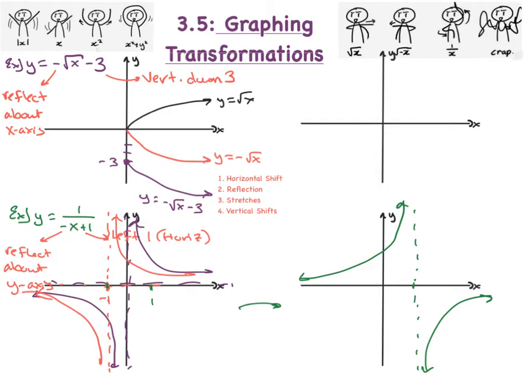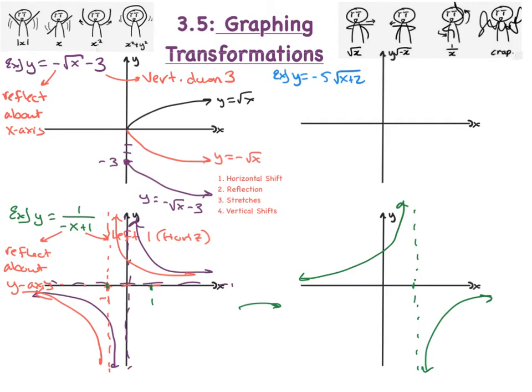Let's go to blue. And let's graph y equals -5 times the square root of x plus 2. Okay.